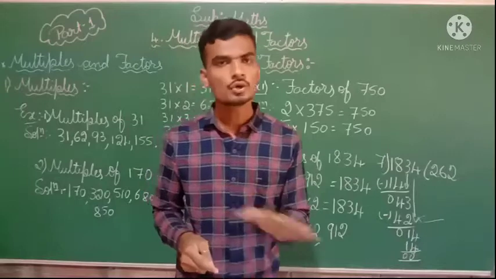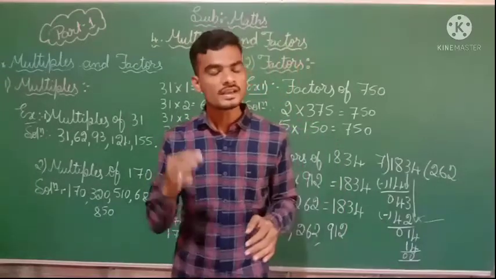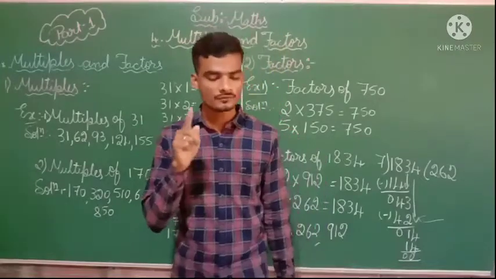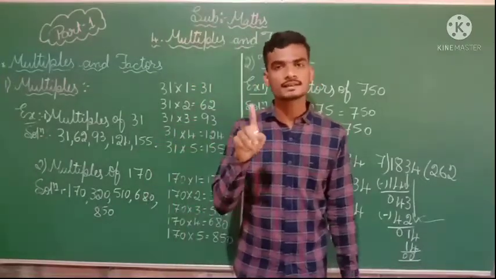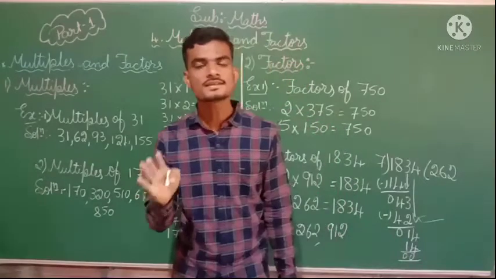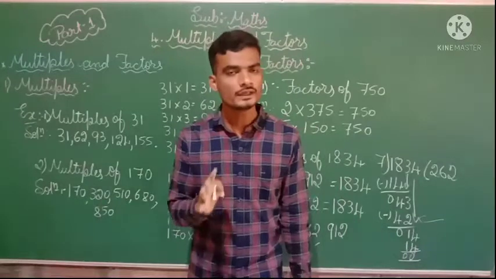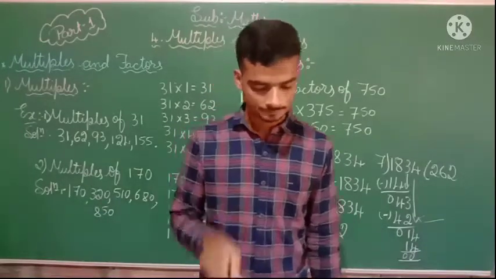So it is not a factor of the next number. So for this you write no. See, the first two are yes, then the third is no. I hope all of you have filled this in your textbook.